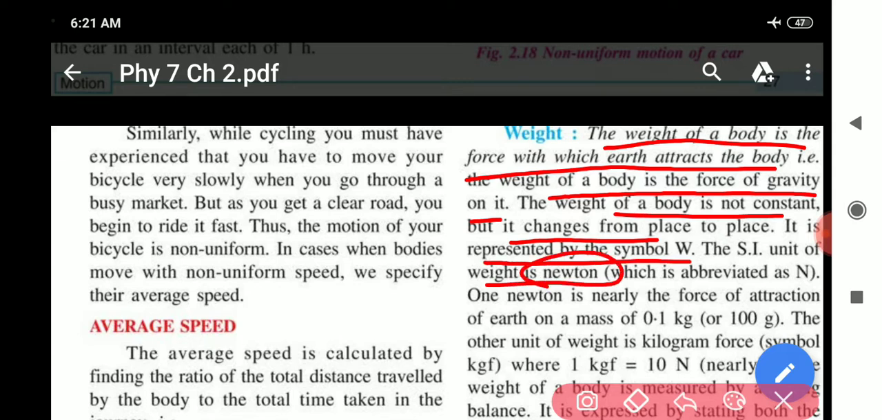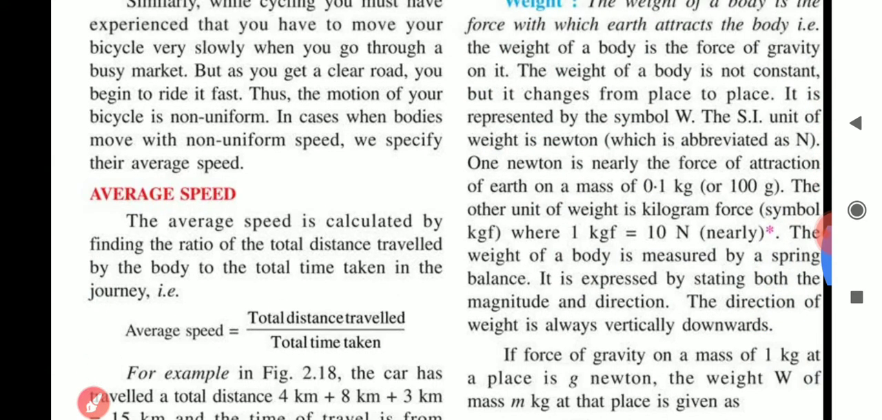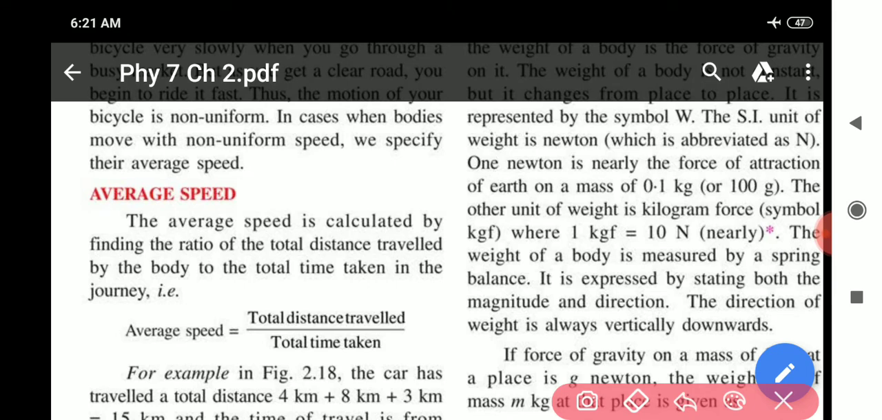The SI unit is Newton and its symbol is capital N. 1 Newton is nearly the force of attraction of the earth on a mass of 0.1 kg or 100 gram. The other unit of weight is kilogram force, symbol kgf, where 1 kgf equals 10 Newton.